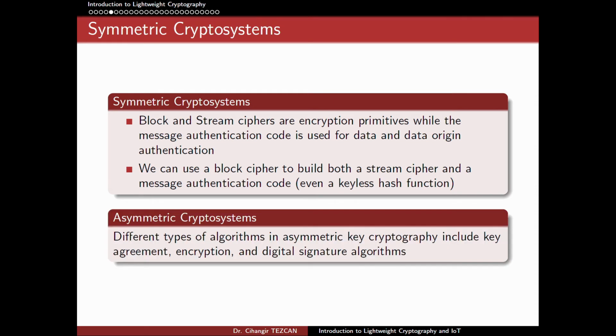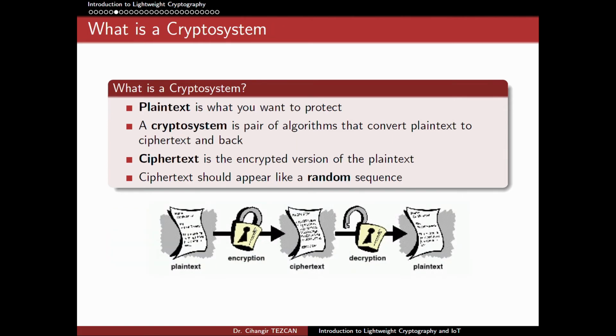Asymmetric crypto systems are somewhat different. They have different types of algorithms like key agreements, encryption, and digital signature algorithms and so on. But most of the time they are more computationally demanding algorithms. This is why for the lightweight crypto course we will be focusing mostly on the symmetric crypto systems.